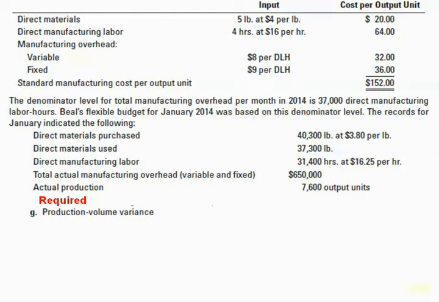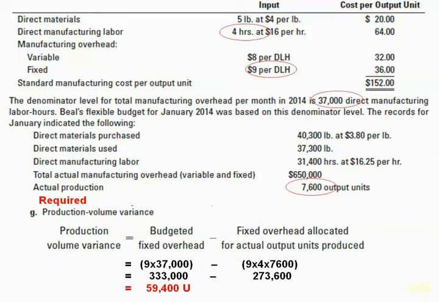Requirement number 7: calculate production volume variance. Production volume variance equals budgeted fixed overhead minus fixed overhead allocated for actual output units produced. Budgeted fixed overhead equals 9 multiplied by 37,000, minus 9 multiplied by 4 multiplied by 7,600 units, which will equal 333,000 minus 273,600 equals $59,400 unfavorable variance.